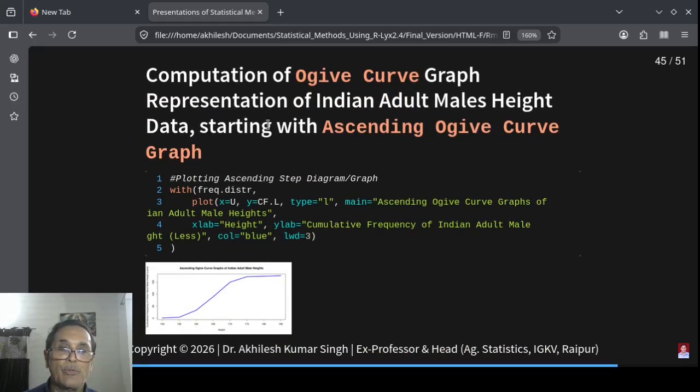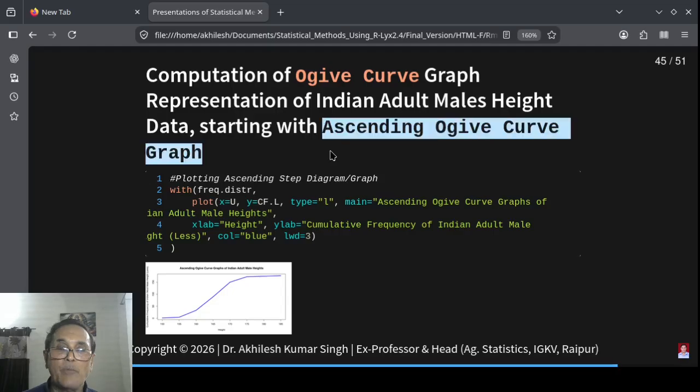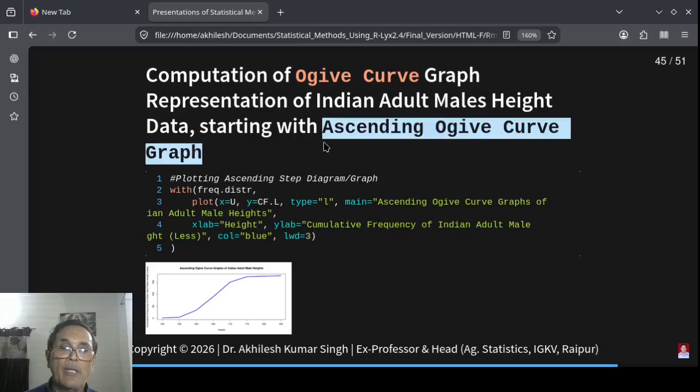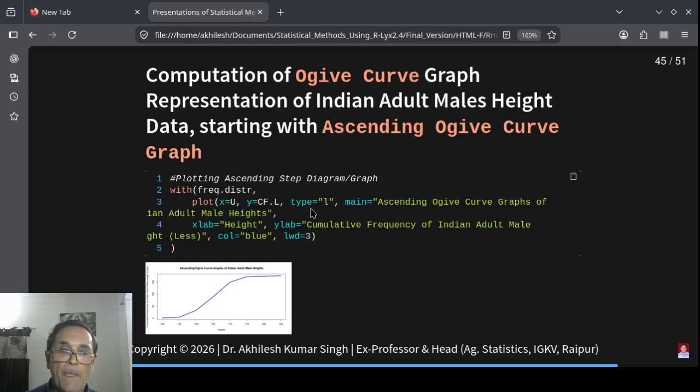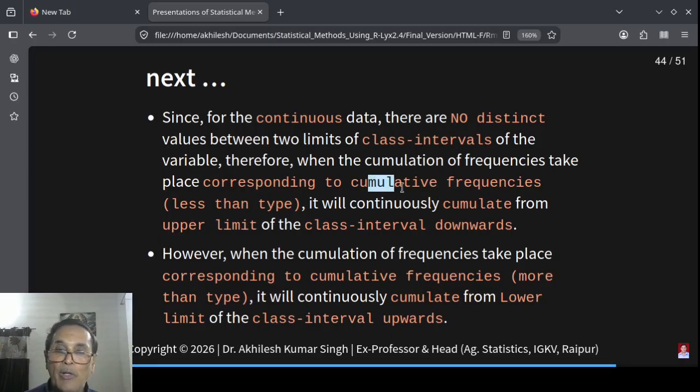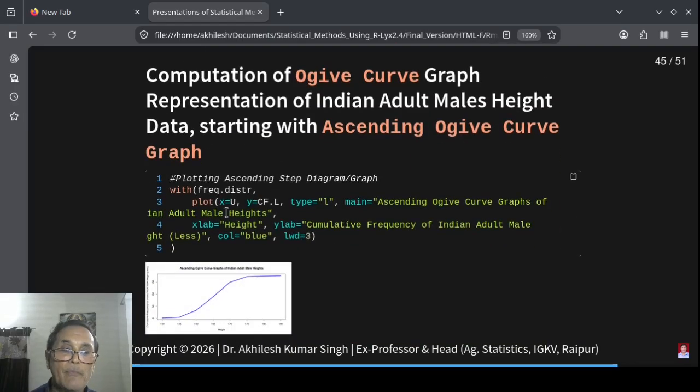Now let us compute the ogive curve, the ascending type ogive curve, that is, from the increasing. This is based on the cumulative frequency of less than type. So that is why we put the cumulative frequency of less than type here. But remember, this x value is the upper limit. For the cumulative frequency of less than type, we need the upper limit of the class interval. For the cumulative frequency of more than type, we need the lower limit of the class interval. So that is reflected here. Okay. You see, the x value is the upper limit of the class.